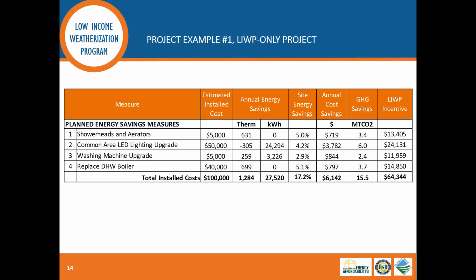And here they're installing low-flow shower heads and aerators. They're doing a common area LED lighting upgrade, upgrading their washing machines in their common areas, and replacing a central DHW, or domestic hot water boiler. And the total estimated cost is approximately $100,000, and the program is providing roughly 65% of that total cost. And the owner is contributing the remaining either from their reserves, or they're going through and finding other financing opportunities to pay for that remaining $35,000 differential.